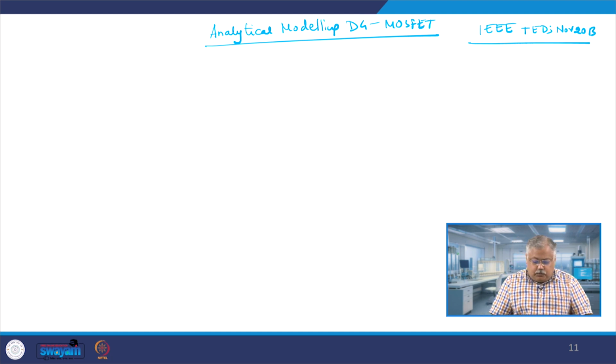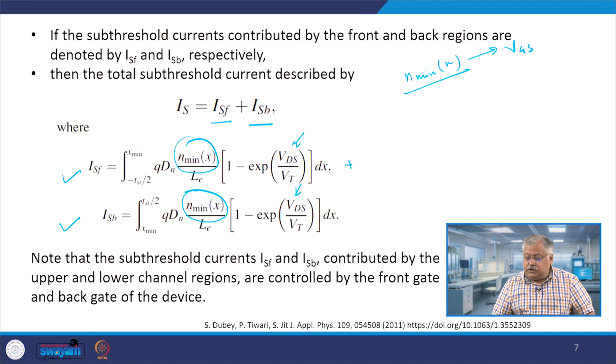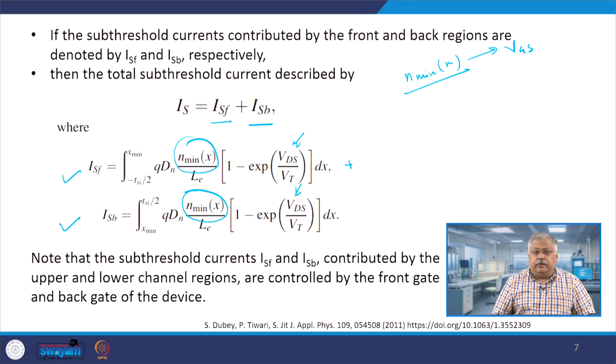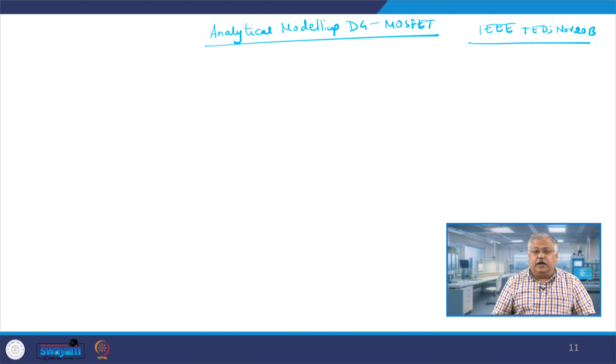How the analytical model proceeds is very simple and straightforward. The device under study is exactly the same device you see here. What we do is assume the potential within the device. This is not a subthreshold modeling, this is primarily a modeling of the drain current. So, we assume that the potential within the device is basically parabolic in nature.